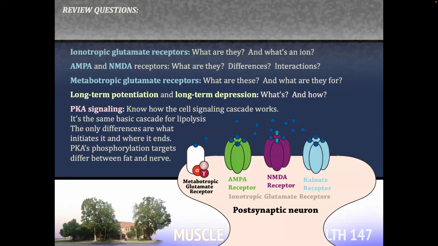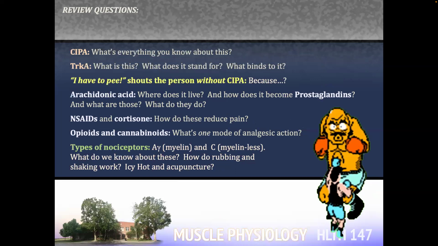Make sure you know the difference between ionotropic and metabotropic glutamate receptors. Within ionotropic, know the difference between AMPA and NMDA receptors. Know about long-term potentiation and depression, and then know just a few major steps in PKA signaling. That's going to be a bigger topic in the next block. And then these, CIPA, track A, ATP in the bladder, we talked about that.